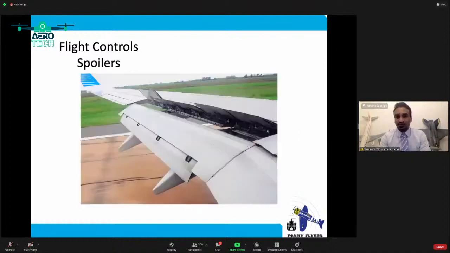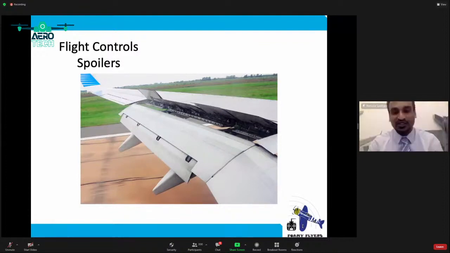And there's another picture of the spoilers, which I showed you before. Spoilers are normally deployed when an aircraft lands. If you've seen an aircraft land, you might see something on top of the wing get deployed. It spoils the air going through the wing, and then acts like an air brake. But sometimes spoilers are used for sharp turns, just on the particular side which has to go down.